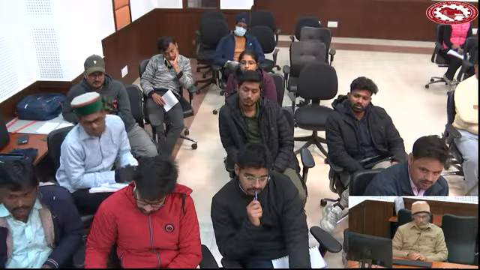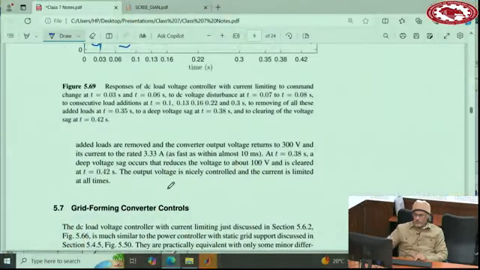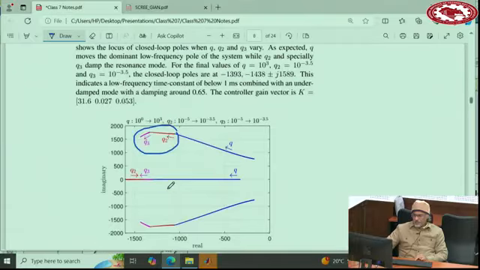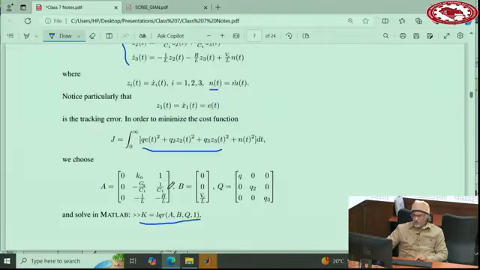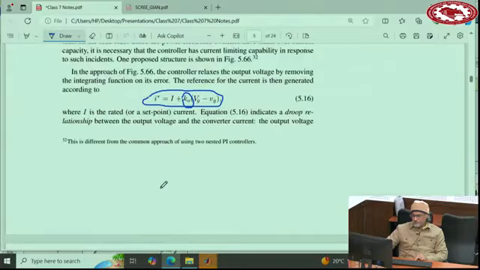Right. K1, K2, K3. But K naught comes from a droop function. So basically, if you look at this equation, that means if you allow this to drop by whatever percent, then you know how much the current changes. So you choose K0 according to that. It's a simple line, and then you choose the slope of that line.